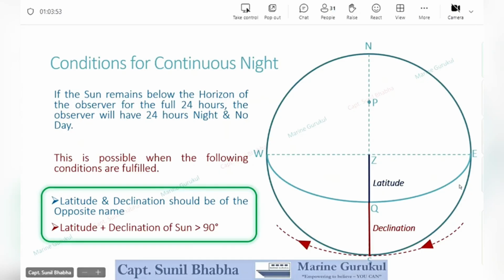Any doubts, beta? Very good. Sir, it's not equal to: latitude plus declination of sun is not equal to 90, because when it is equal to 90, it will be at point S. That's correct, beta. If it is equal to 90, the sun will be just touching the horizon at point S, and you will be able to see it for a very short period of time. So that's why equal to is not included. Right, sir. Okay.